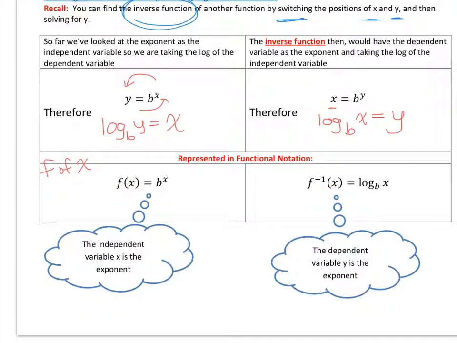Sometimes you may see this written as g of x. I don't like that. I find too many variables confusing, and I think it's much cleaner to use this. It's not an exponent, but it's a notation style to say that this is the inverse function of f of x. And the inverse function then would be this log of x with a base b. So these are inverse functions to each other, and you could see in this case the dependent variable y is the exponent. So they're almost reverse in that way.